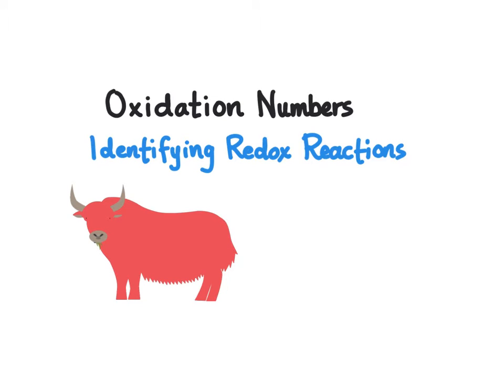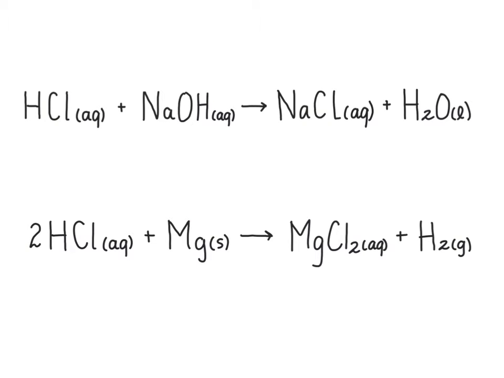In this video, we're going to look at using oxidation numbers to determine if a reaction is a redox reaction, and then determining the reducing and oxidizing agents in redox reactions. We're going to look at two reactions now to determine if they are redox reactions and what the oxidizing agent and reducing agent are based on the oxidation numbers if they are redox reactions.